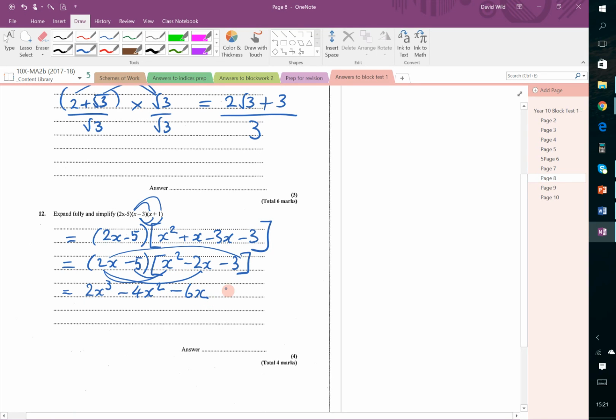Minus 5 times x squared is minus 5x squared. Minus 5 times minus 2 is plus 10x. And minus 5 times minus 3 is plus 15. Forgetting your minus times minuses here.